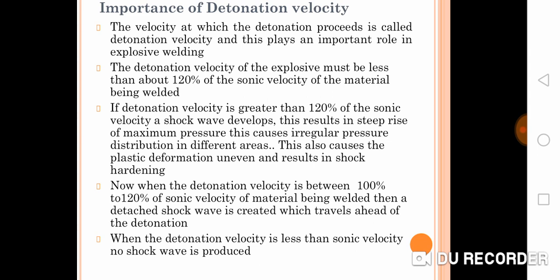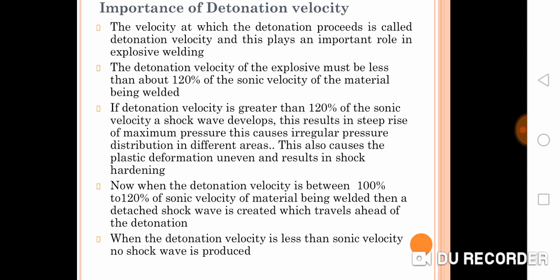If not, there are two conditions. If the detonation velocity is greater than 120 percent of the sonic velocity, a shock wave will be developed, and this will affect the welding because the shock wave will create uneven pressure distribution, and this will lead to shock hardening. Once shock hardening occurs, deformation will be very less and the joint will not be formed. That is one condition. The next condition is the detonation velocity being 100 to 120 percent of the sonic velocity.